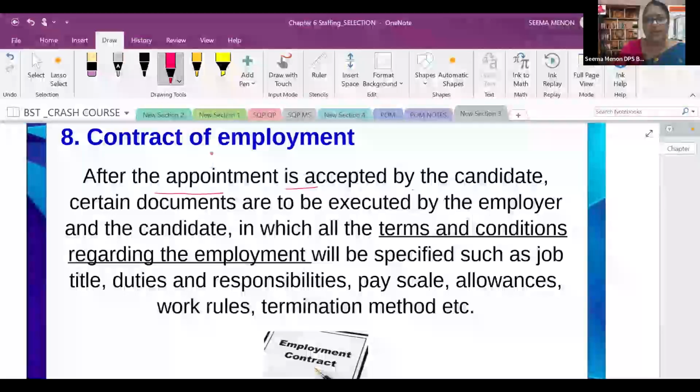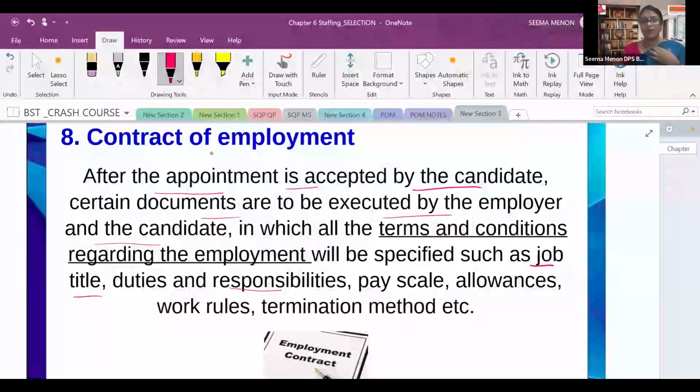After the appointment is accepted by the candidate, certain documents are to be executed by the employer and the candidate, in which the terms and conditions regarding the job and the employment will be specified. What are the terms and conditions? Such as job title, duties and responsibilities. What are the duties and responsibilities of that particular candidate?